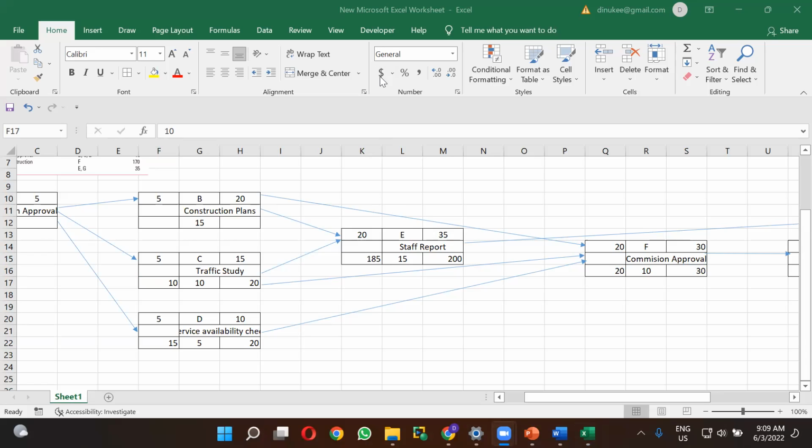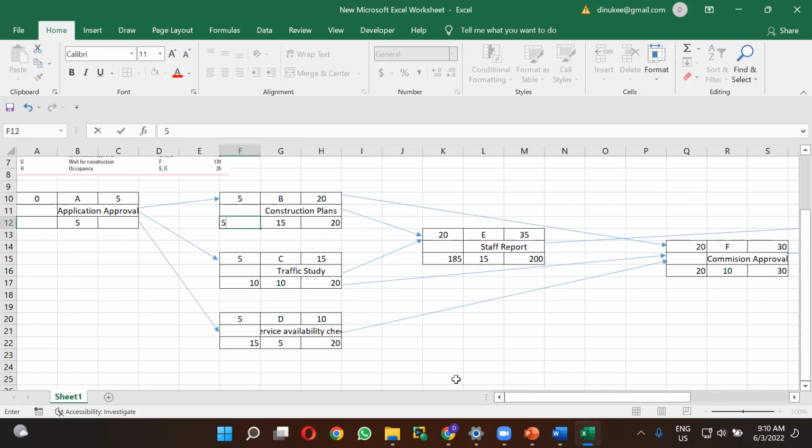Oh, very good. So for the activity B, we have to choose the lowest late start time. The late start times are 185 and 20. Therefore, you have to choose the lowest value, which is 20. So that lowest late start time becomes the late finish time for the activity B, right? From the late finish time, you have to deduct the duration. It is 15. Therefore, the late start time for the activity B is 5.